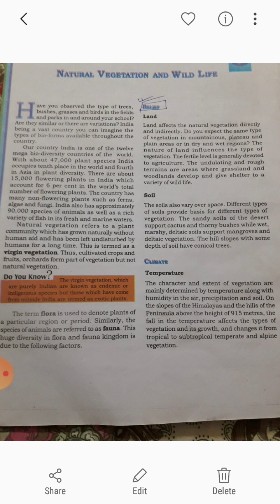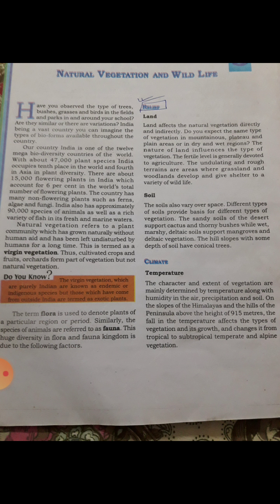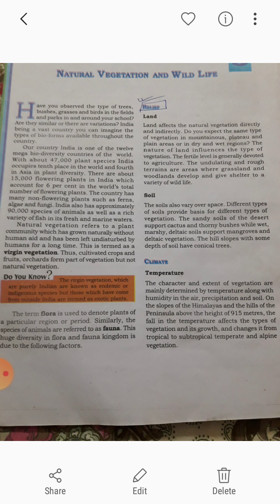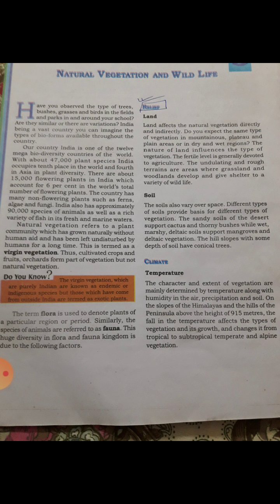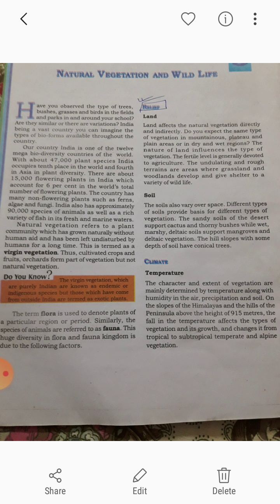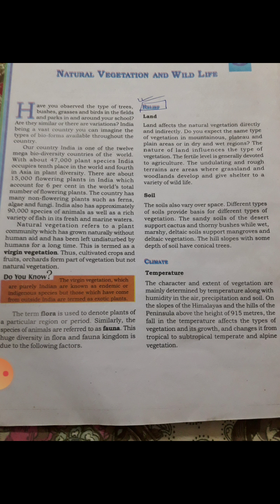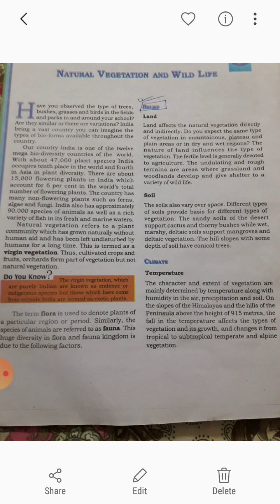Now here, what is the definition of flora and fauna? Flora means plant species, and fauna means animal species. And these two species are huge in diversity due to the following factors. Number one factor is the relief. In relief, you can find the land, which is very important in natural vegetation.